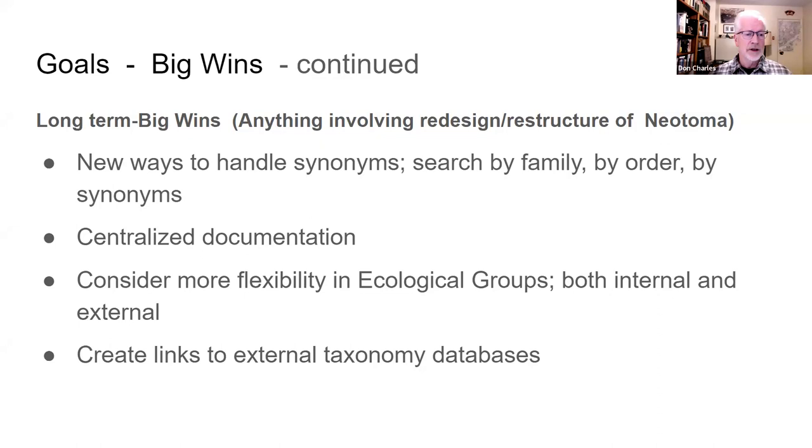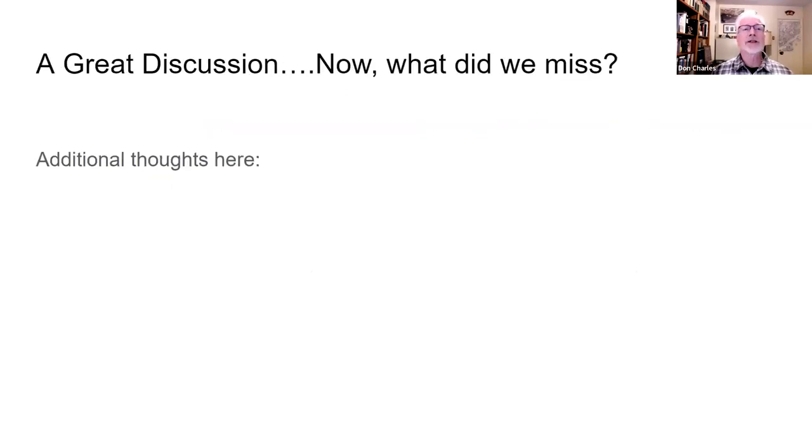And then there was also a desire to create links with external taxonomy databases to save time, to provide links to more taxonomic information, nomenclature information, and maybe links to images and other sorts of information. And there's a lot of examples where one database has linked to another to get this taxonomic information. Okay, that's that. And you can go to the next slide, Simon.